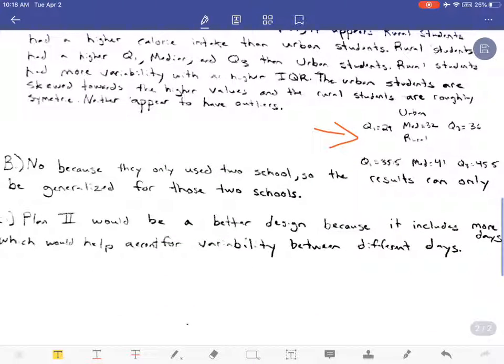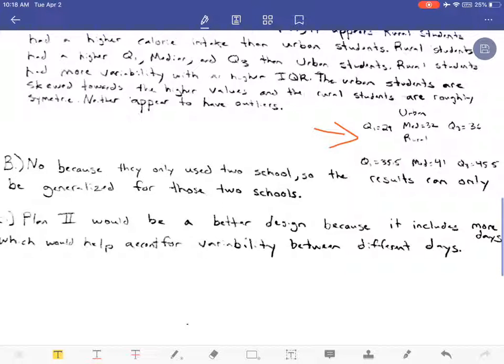Again, short response for part C. Plan number 2 would be a better design because it includes more days, which would help account for variability between the different days. All right, so that's what you should have had for that response. As long as you picked number 2 and had a good justification for that, you would have gotten full credit. Same thing for part B. As long as you said no and had good justification for it, you would have gotten full credit for that segment as well.